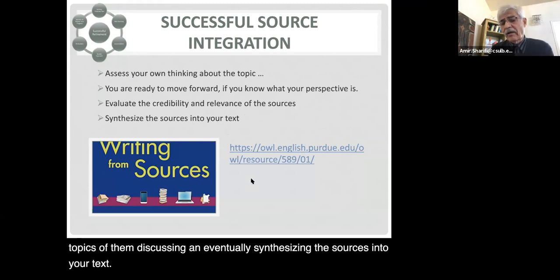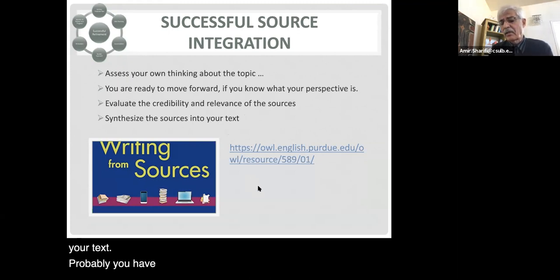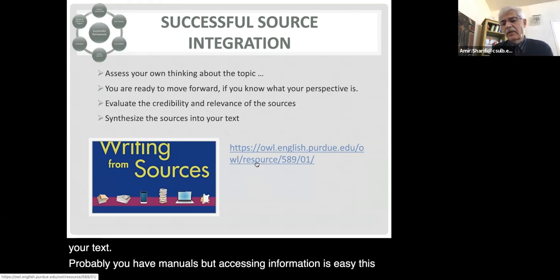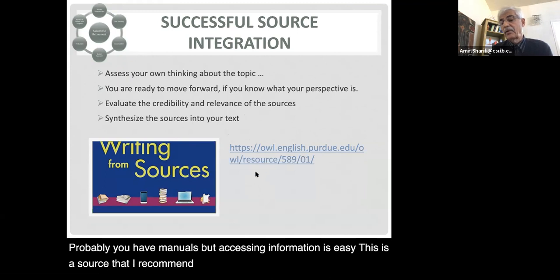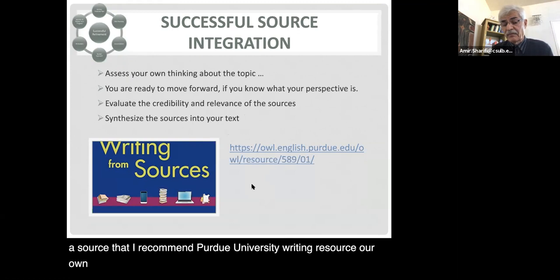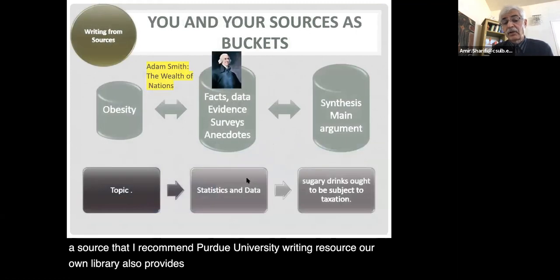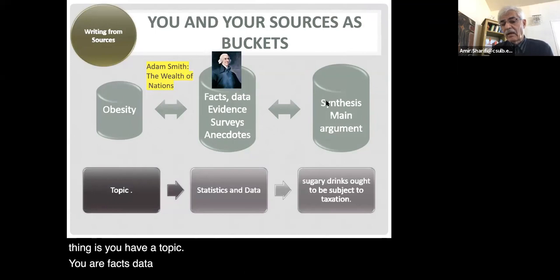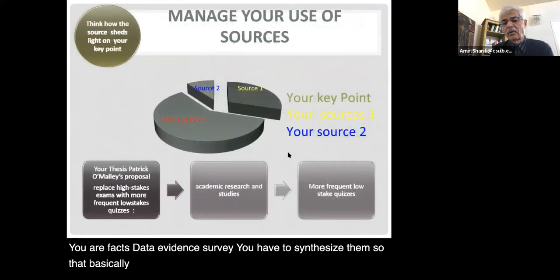Now, probably you have manuals, but accessing information is easy. This is a source that I recommend, Purdue University Writing Resource. Our own library also provides rich information. So the crucial thing is you have a topic, you have facts, data, evidence, survey. You have to synthesize them so that you could make a credible argument.